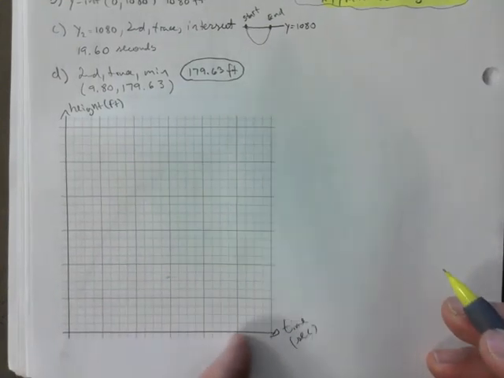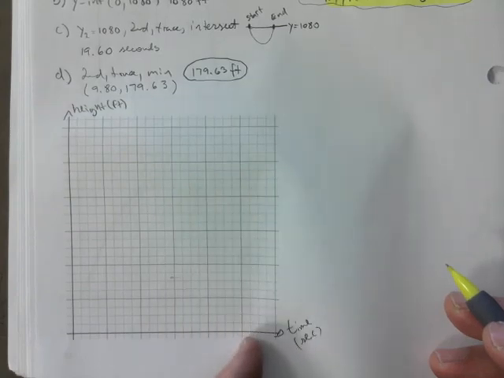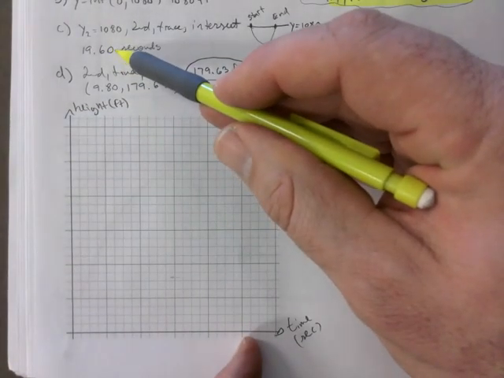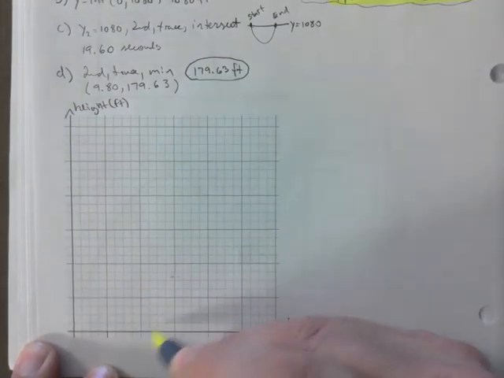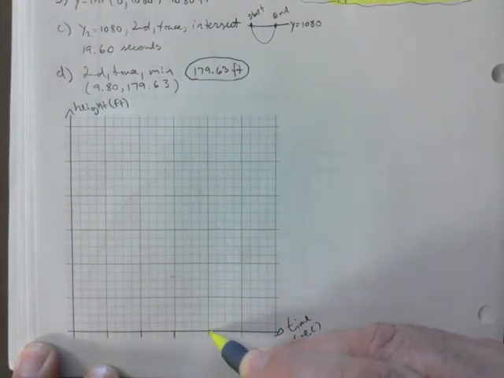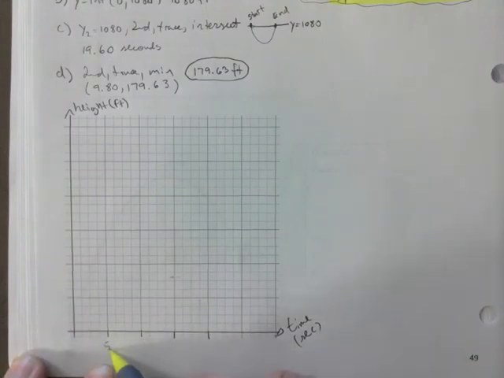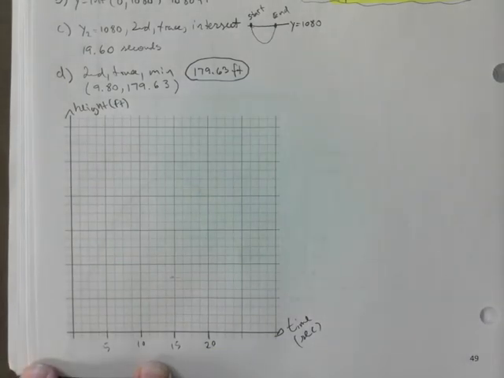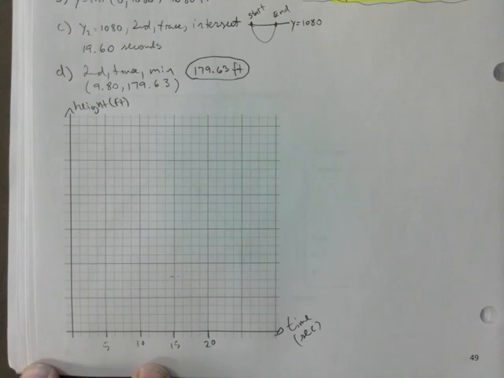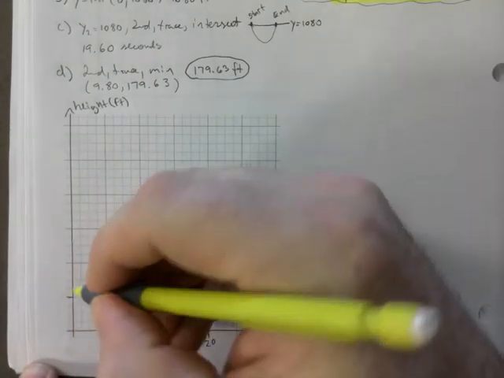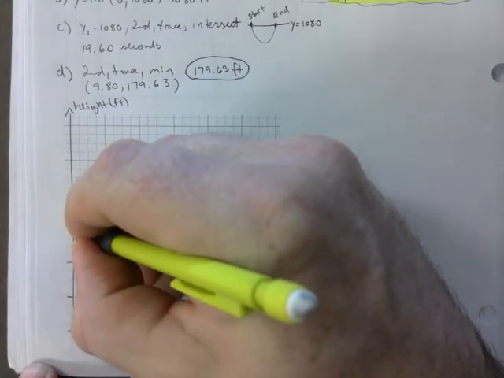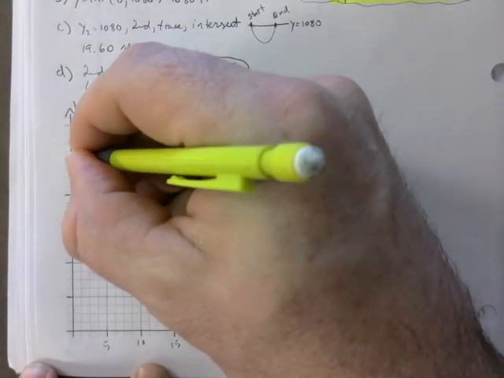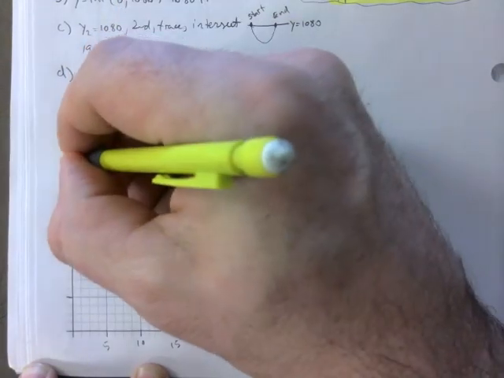How far do I need to go along the X? 19, right? 19.60, so 20 basically. So let's see here, 5, 10, 15, 20. That works just fine. And along the Y, 1080, right? I have to make sure I account for that. So let's try here, 200, 400, 600, 800, 1,000, 1,200. So I'm going to go up by 200.